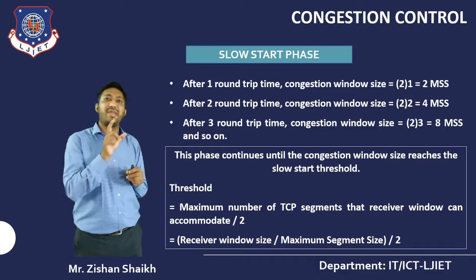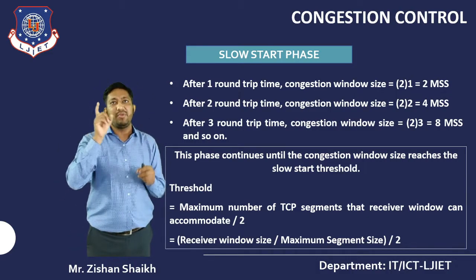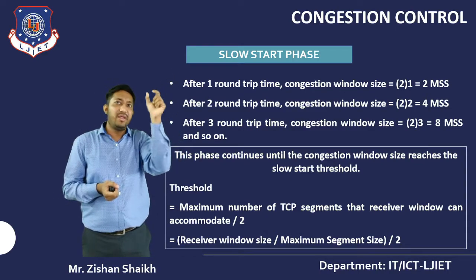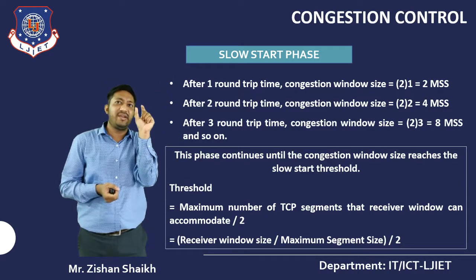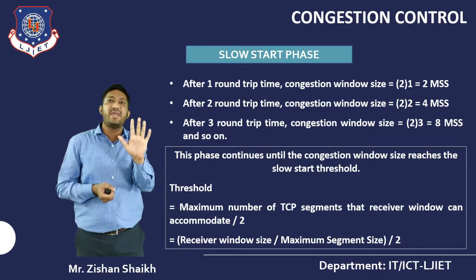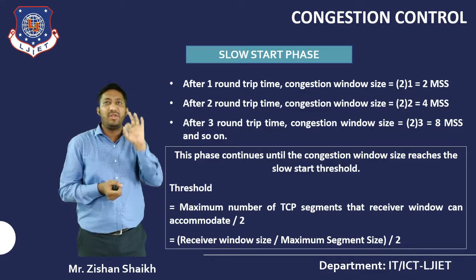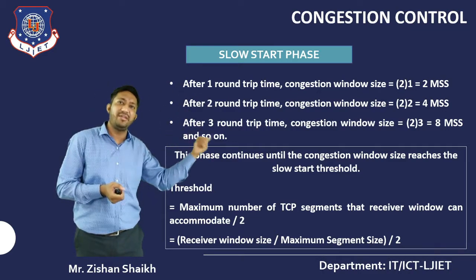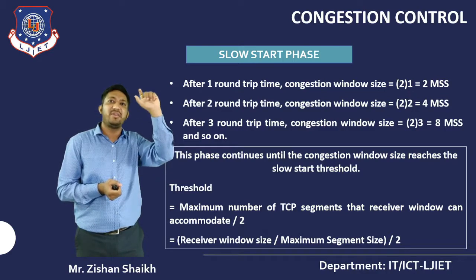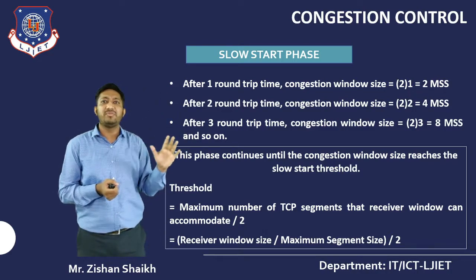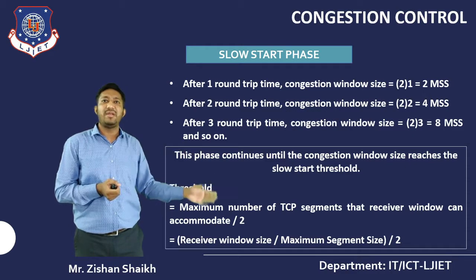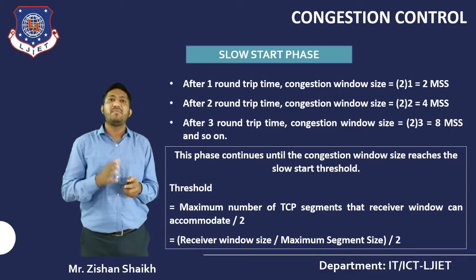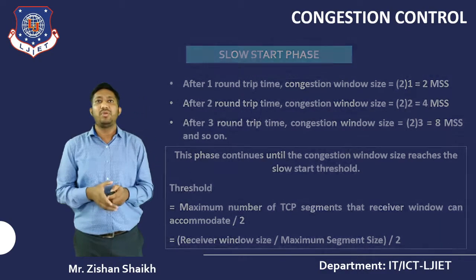Here we have to take care of the receiver window again, because the receiver window size is decided during the first step. In the header information, we already send the receiver window size, which is the maximum size during connection establishment. So we have to take care while finding the threshold. To find the threshold value, it will be the receiver window size divided by the maximum segment size, divided by 2.